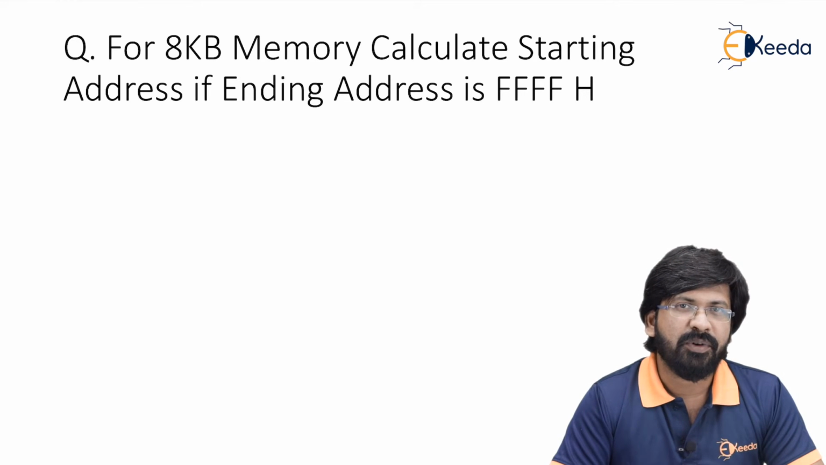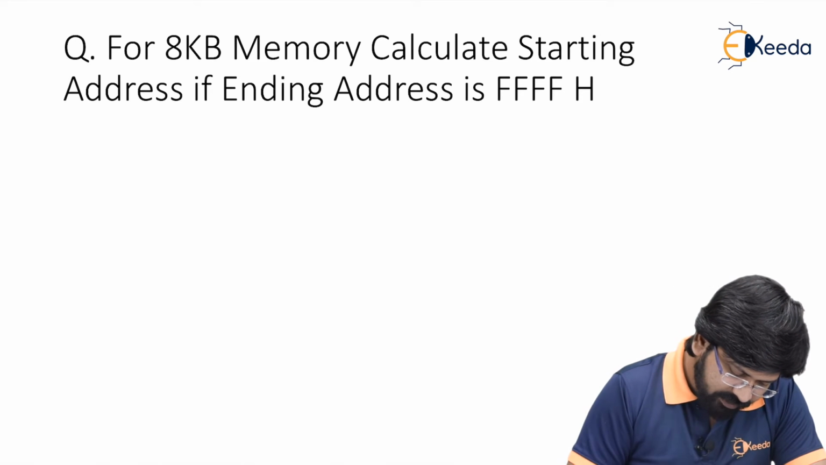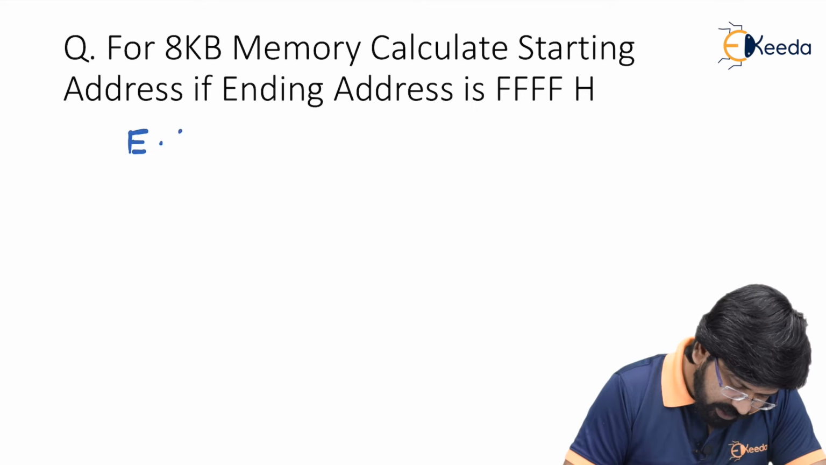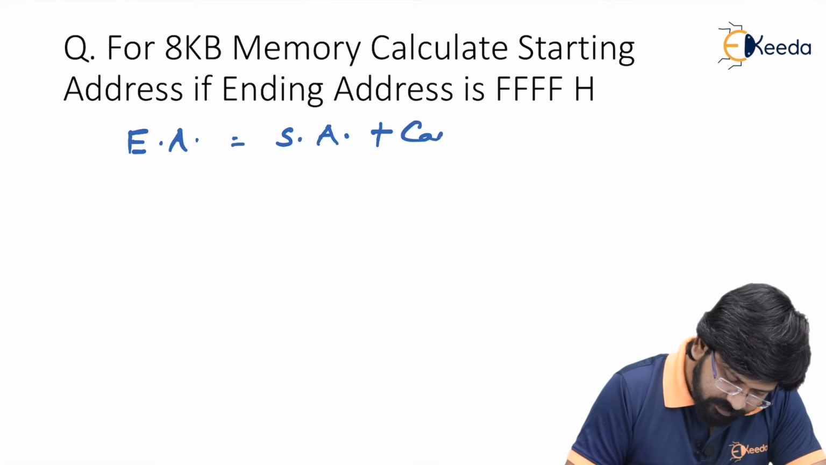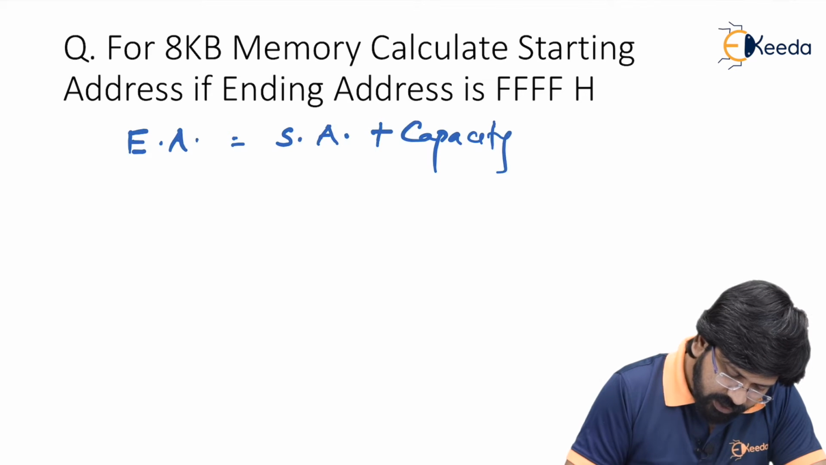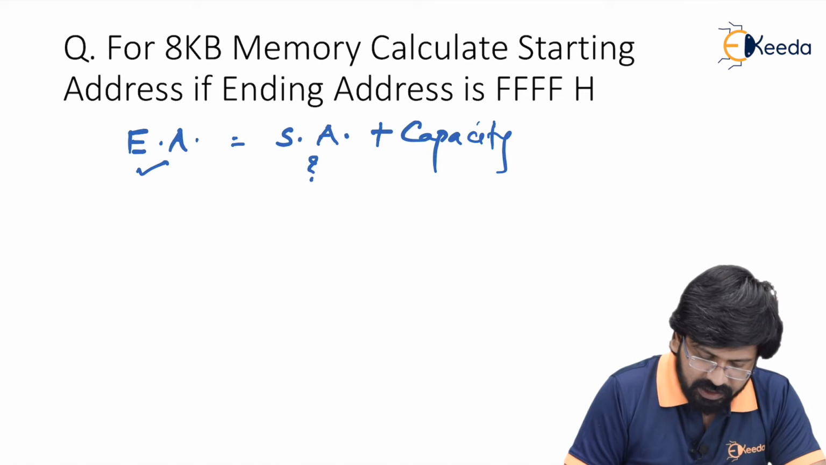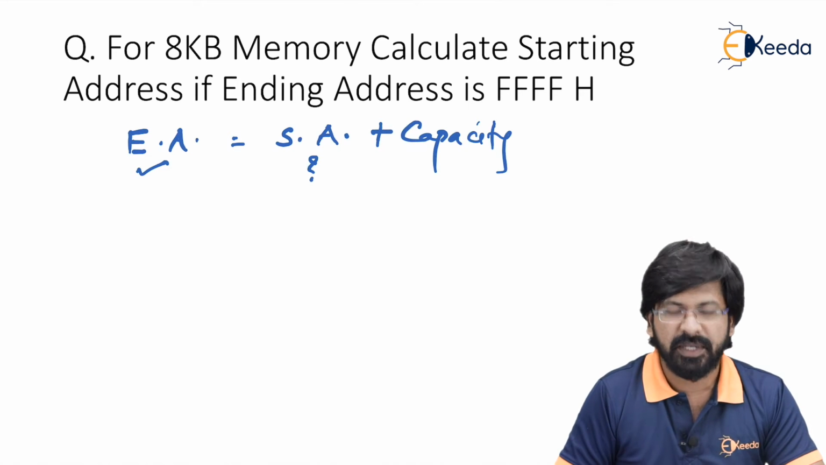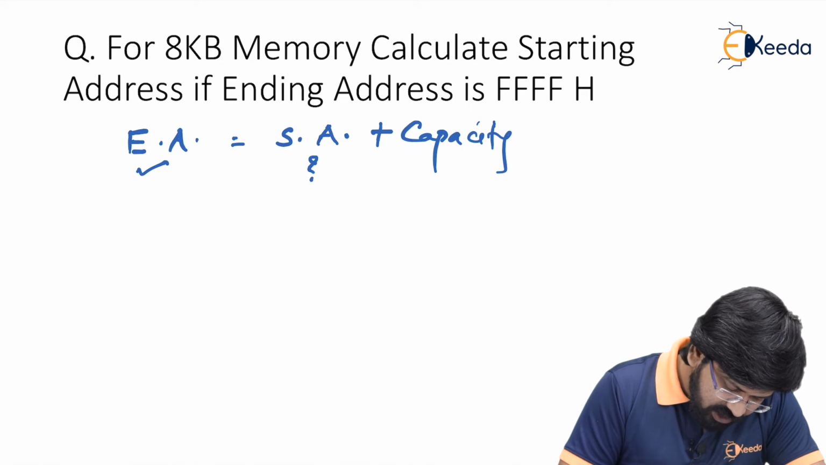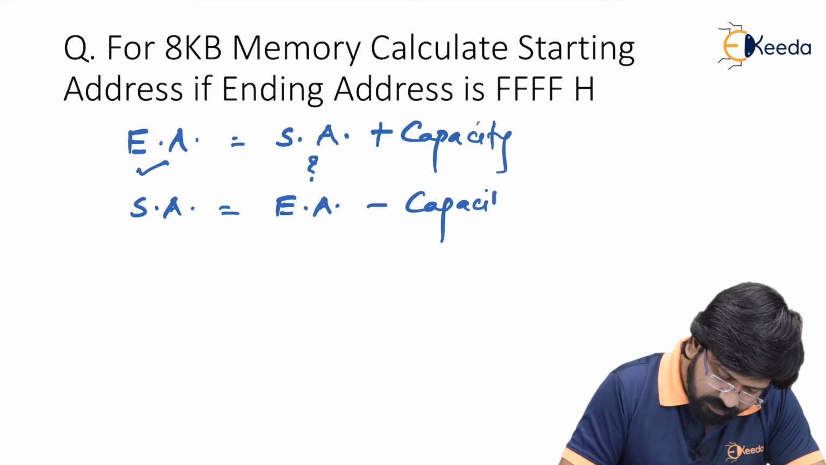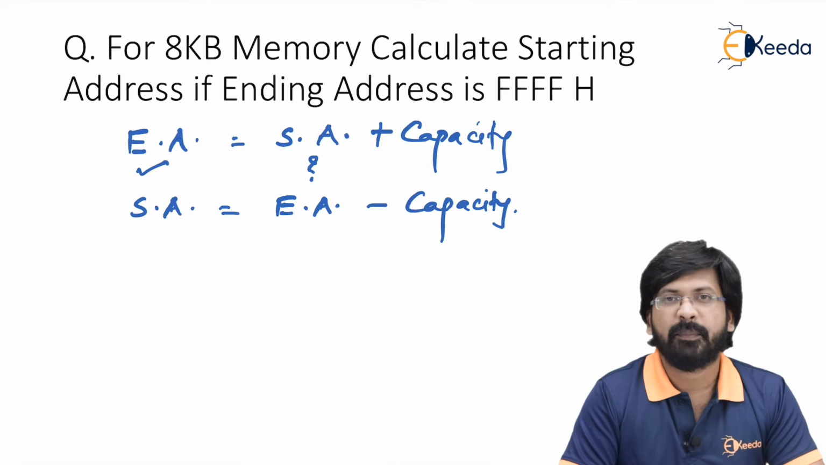But remember, the formula is not going to change. What was that? Ending address is always equal to starting address plus capacity. This time the ending address is known to us, the starting address is the question mark, and capacity is something that we can calculate from the size of memory. So in a way I can rearrange the formula. I can write starting address equal to ending address minus capacity. The question is to calculate only the capacity now.